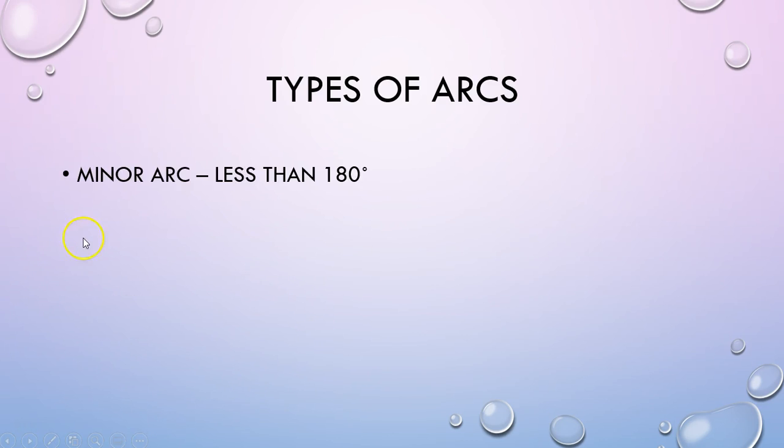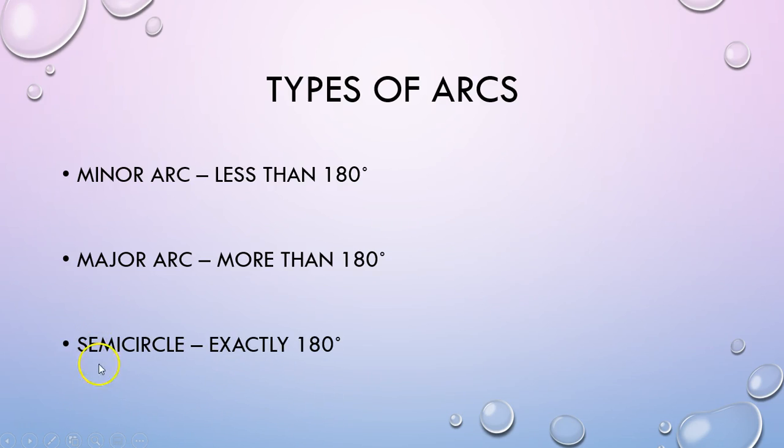The first type is a minor arc, which is less than 180 degrees. So it's a small central angle less than 180 degrees that will match up with the minor arc. Major arcs are arcs that have a central angle that is more than 180 degrees, and so that arc will correspond there. It's a major arc. And the third type is a semicircle, which will be exactly 180 degrees. So that one has a different name, semicircle.